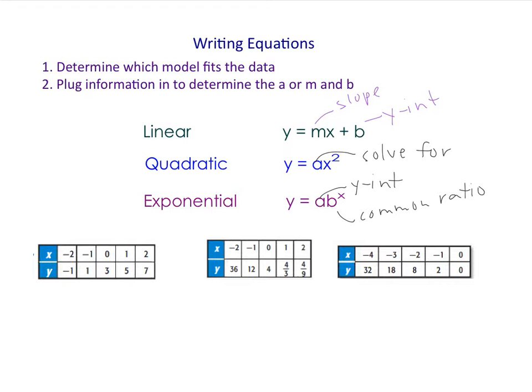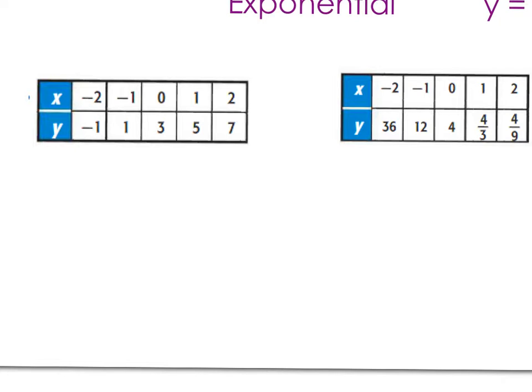So let's look at table number 1. Looking at table number 1, we know the x values are all increasing by 1, and what's happening with the y values? Well, to get from negative 1 to 1 was plus 2, plus 2. So again, this was the same table on the last slide of notes, and we determined that this was a linear model, right? A linear function. So now let's write an equation for that data. The equation for a linear function is y equals mx plus b.